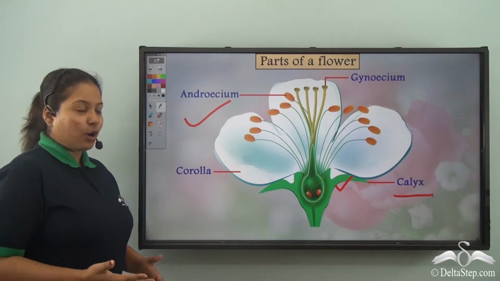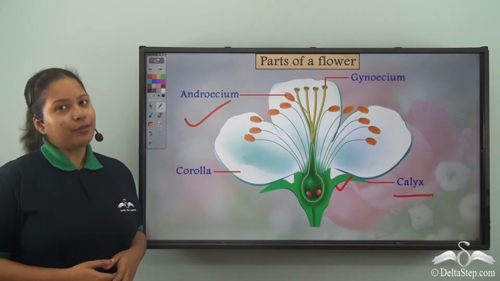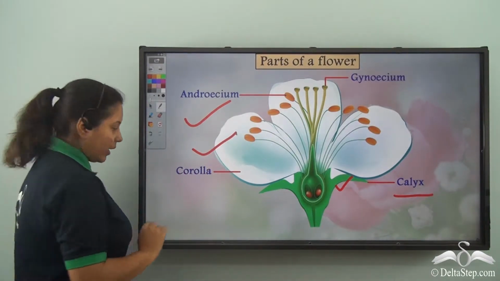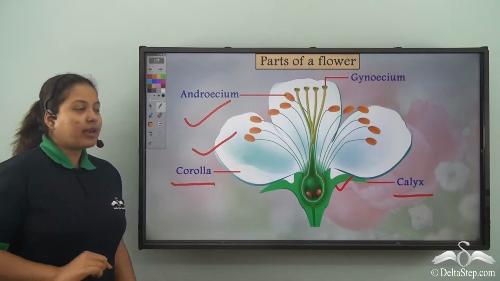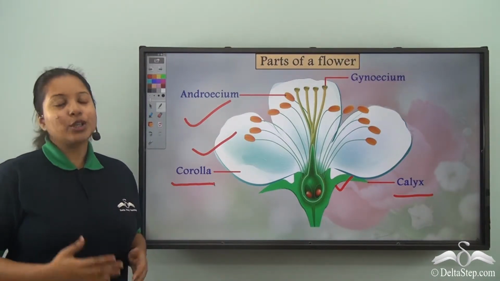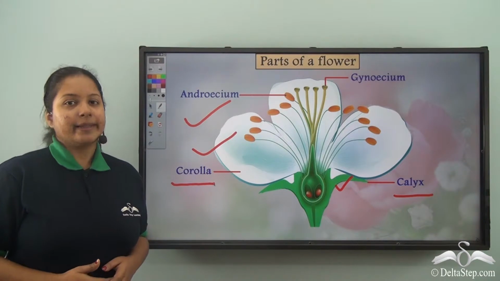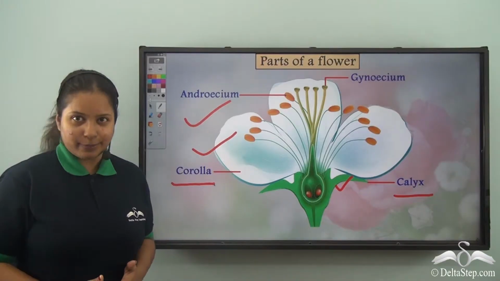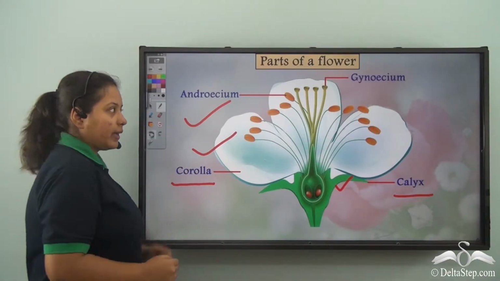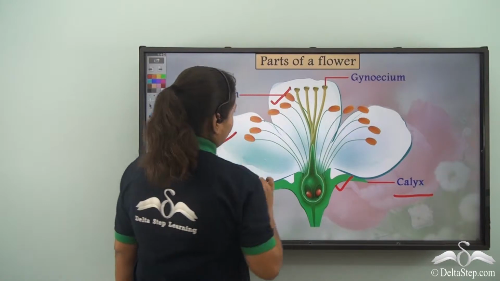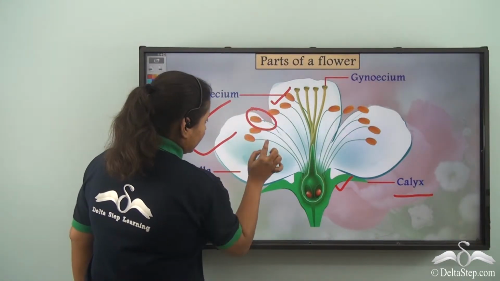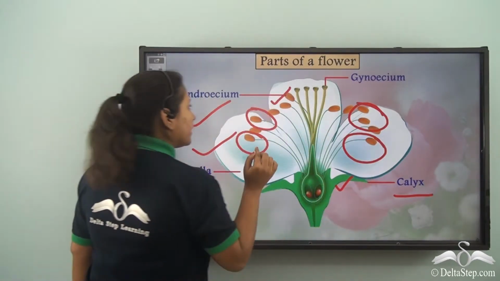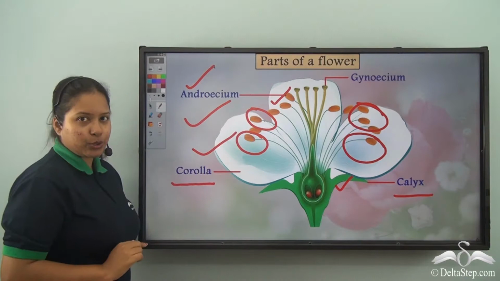Next, we have got the most colorful part of any flower, which are its petals, and this part is known as corolla. After that, we have got two very important parts, that is the male reproductive part and the female reproductive part. So, over here we have got the male reproductive part. See, these are the male reproductive parts. And what are they known as? They are known as androecium.